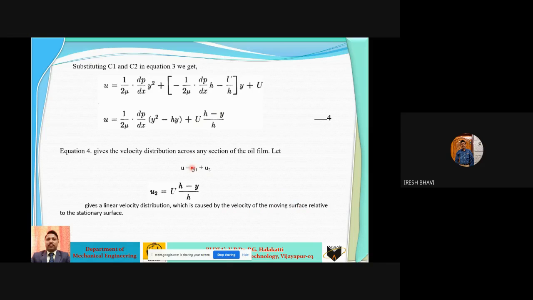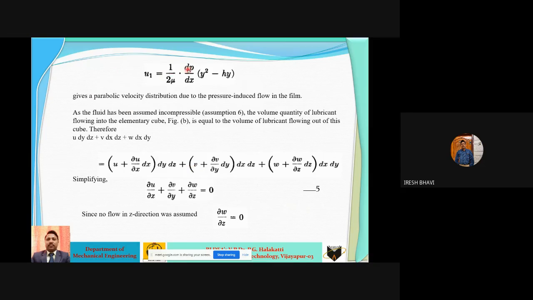Then u1 is 1 by 2 mu dp by dx into y square minus hy. It is an equation for a parabola. Hence, u1 gives a parabolic velocity distribution due to the pressure induced flow in the oil film. This we have discussed while discussing the mechanism of pressure development in journal bearing in the previous class. So that was parabolic, no? The pressure generated was parabolic in nature. It is the same pressure which is generated in the journal bearing.